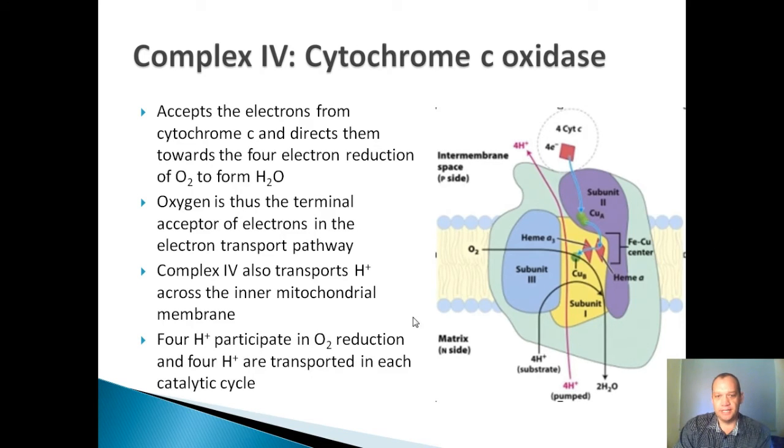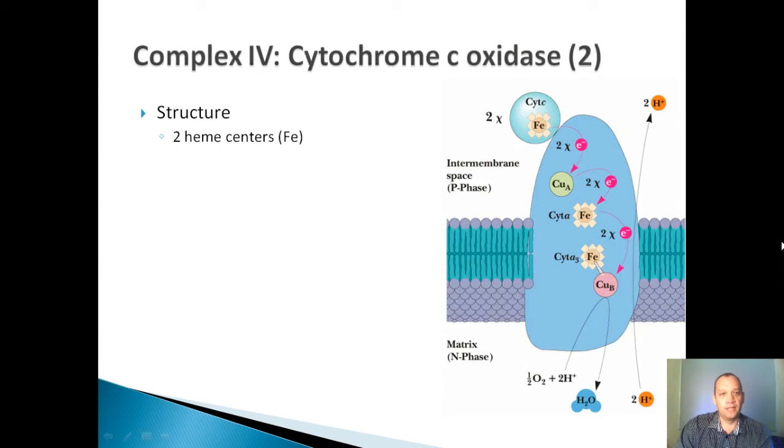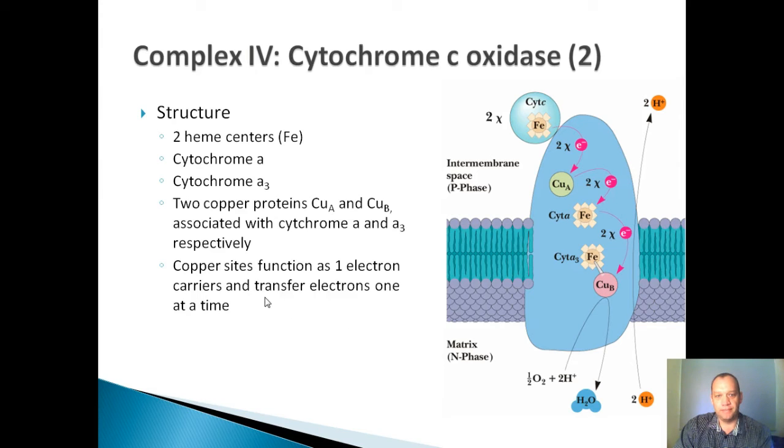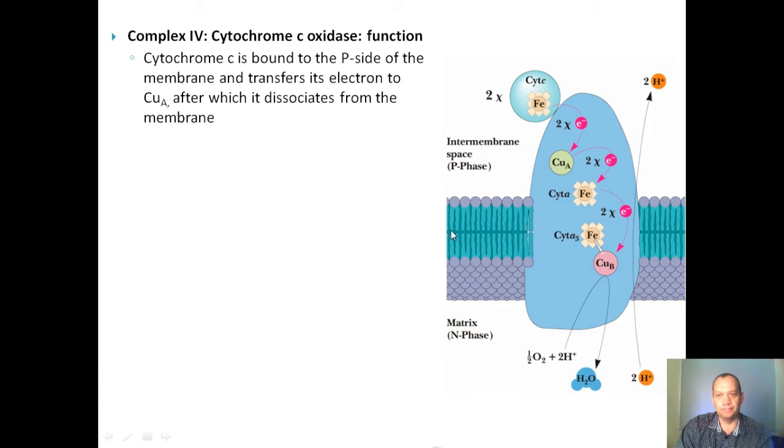4 protons participate in oxygen reduction, and 4 protons are transported in each catalytic cycle, that being 4 electrons transported through this complex. So, very briefly, the structure: it has 2 heme centers, cytochrome A and cytochrome A3. It also contains 2 copper proteins, copper protein A and B, and these are associated with cytochrome A and A3 respectively. Now, the copper sites function as 1 electron carriers and transfer electrons 1 at a time.